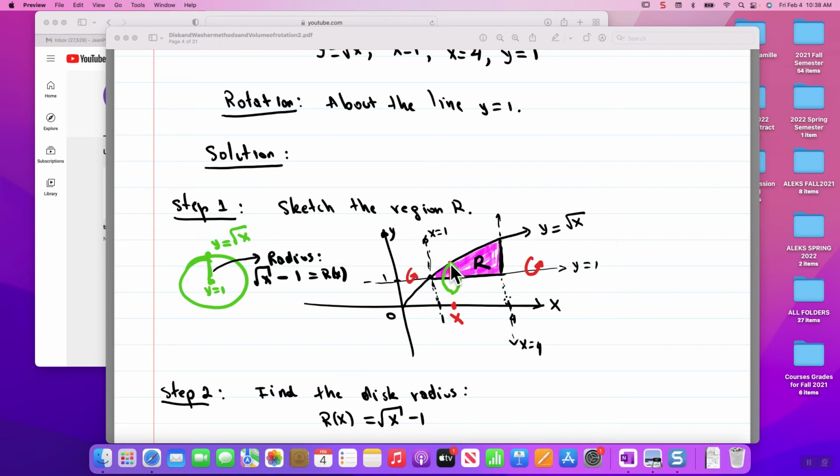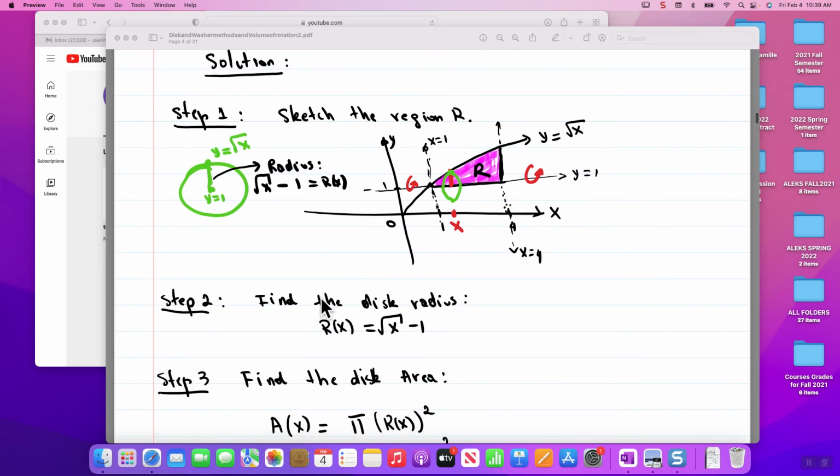The top point is the curve itself, y equals square root of x. The bottom point of the line segment is y equals 1. So the radius is the distance between the 2 points. So the radius is going to be square root of x minus 1. You name it r of x.